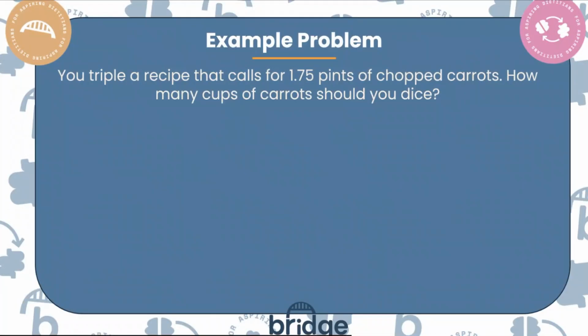This problem is a little bit more challenging. It says we want to triple a recipe that calls for 1.75 pints of chopped carrots. That right there is our given. It's a number and a unit. It asks us to convert that into cups. So this is a dimensional analysis problem. And since it's a dimensional analysis problem, we'll use this formula right here, where we put our given 1.75 in the from box, 1.75 pints, so pints will automatically go in the bottom, and what we're solving for is cups.